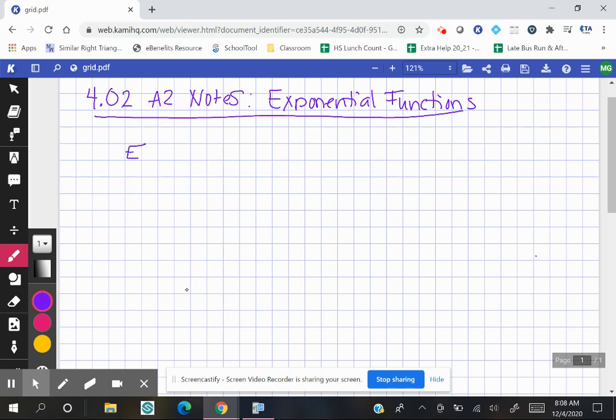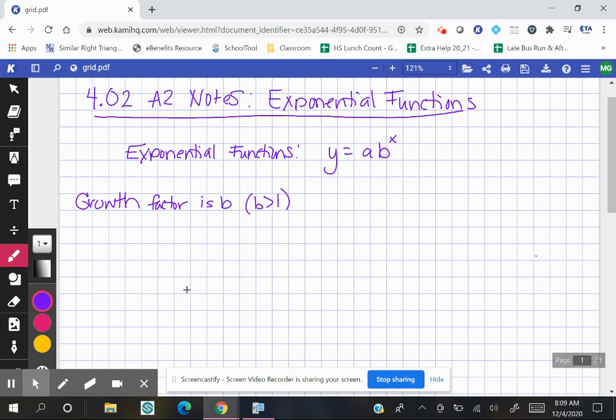So first of all, exponential functions, their general form is going to just be y equals a times b to the x. But we can get a little bit more specific depending on whether it's growth or decay. So let's talk about growth. So your growth factor is going to be b, and that's when b is going to be greater than 1.